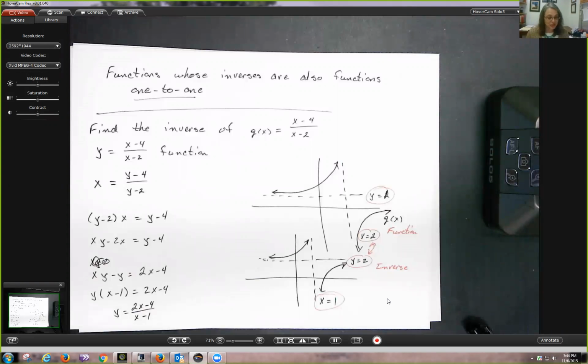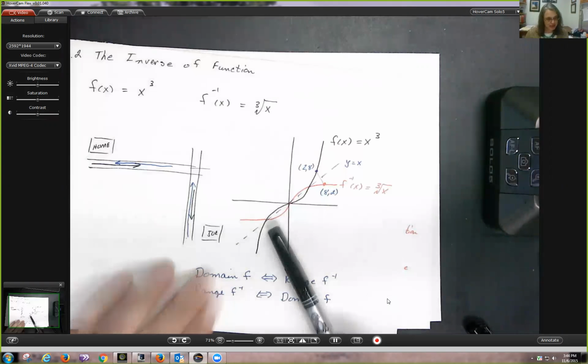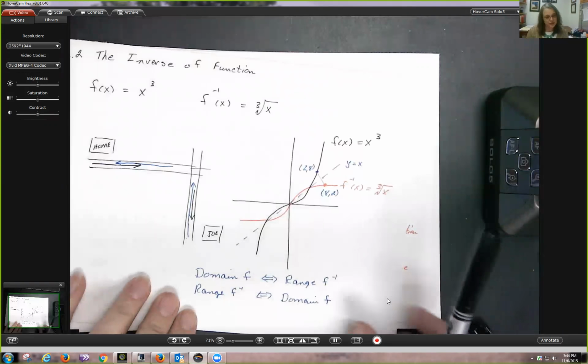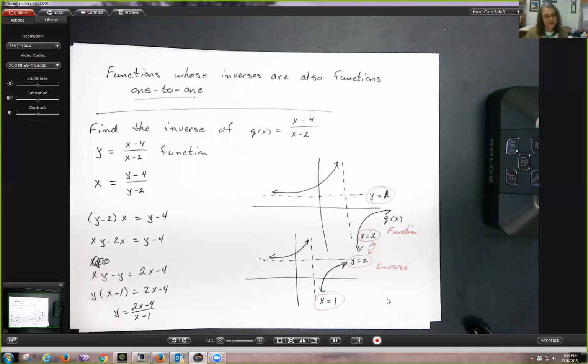Important things to remember. The domain and the range flop, so the domain of the function is the range of the inverse, and the range of the function is the domain of the inverse. If you graph a function and its inverse on the same set of axes, you should see symmetry across the x equals y line. And to find inverses, you simply reverse x and y, and then solve for y.